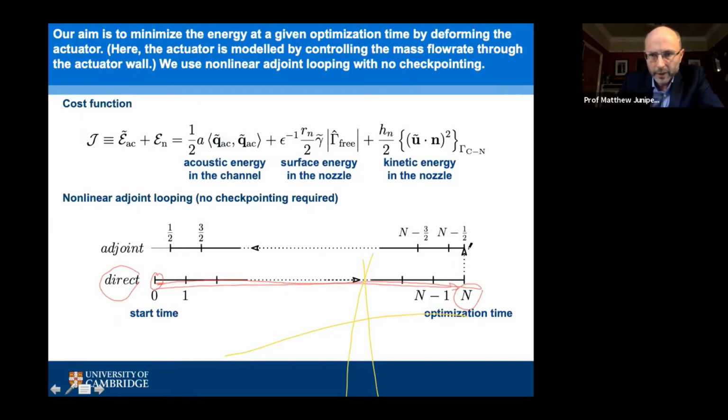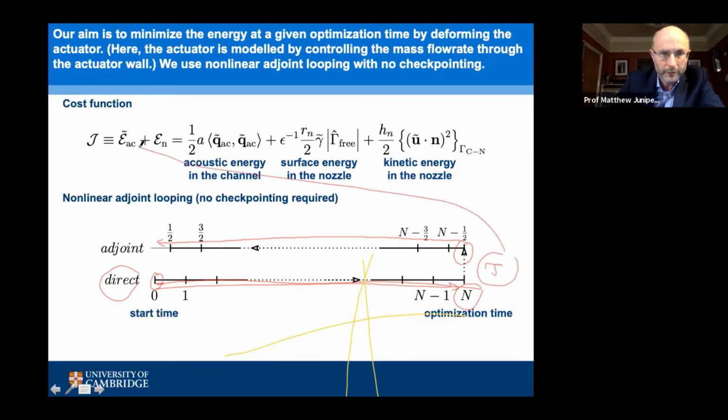What we do next is we go and do the adjoint calculation backwards in time. And what that does, it goes back through the forward solution. So it's always loading in the forward solution every time. And at every point during that time, it says, how could I change the actuation at that moment in time in order to have the biggest effect on a cost function J, which is what I've drawn up here, which is the acoustic energy in the channel plus the surface energy in the nozzle. There's also the kinetic energy in the nozzle, but that's pretty much negligible.